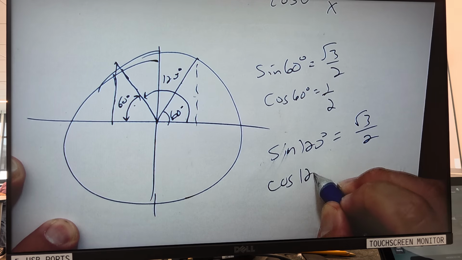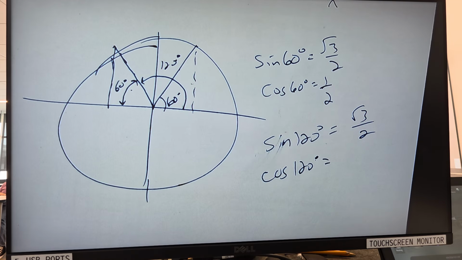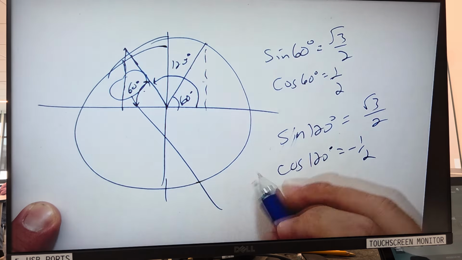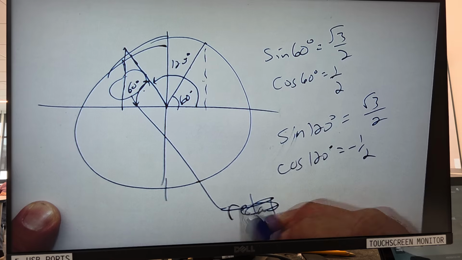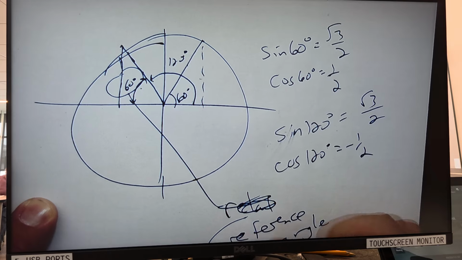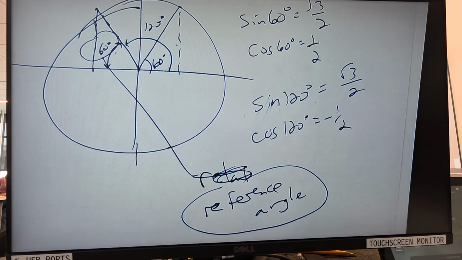Now, cosine of 120 is not 1/2 for one simple reason. What does cosine go as? Cosine goes like x. What quadrant am I in? The second one. What's true about x here? It's negative. So cosine of 120 is negative 1/2. We're obviously going to do more of this. This is called a reference angle because it's in reference to the x-axis.